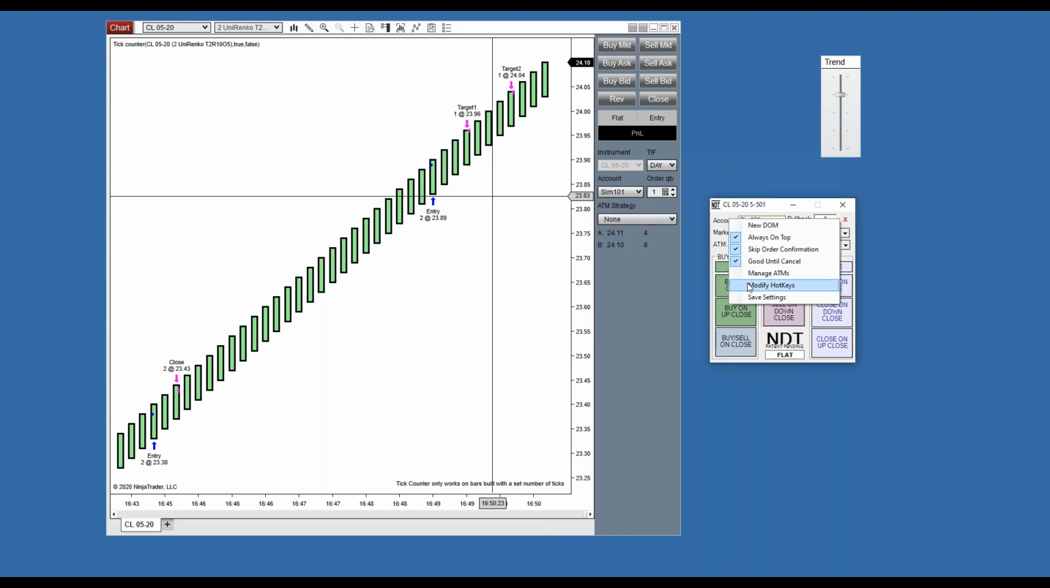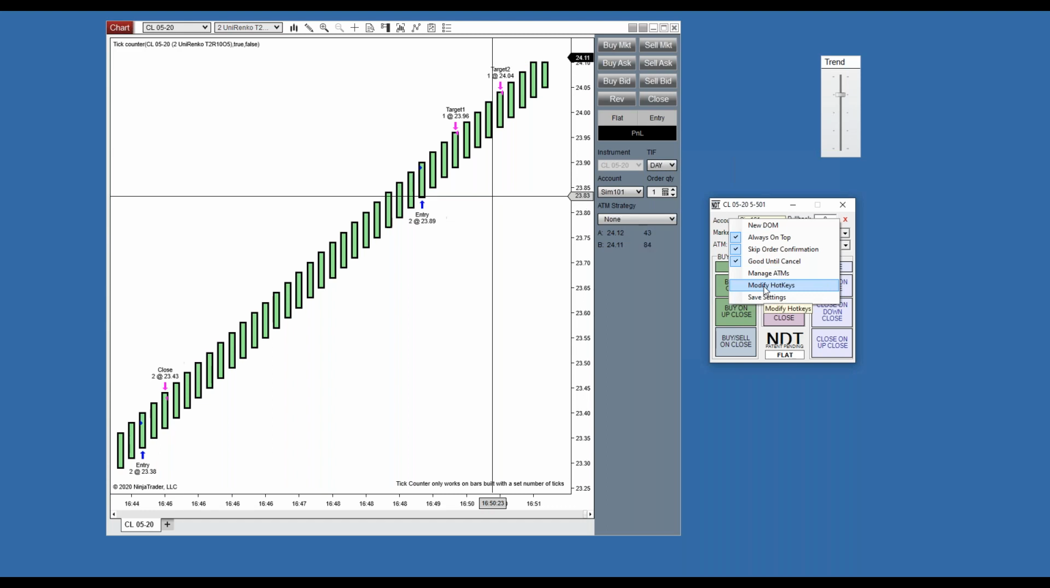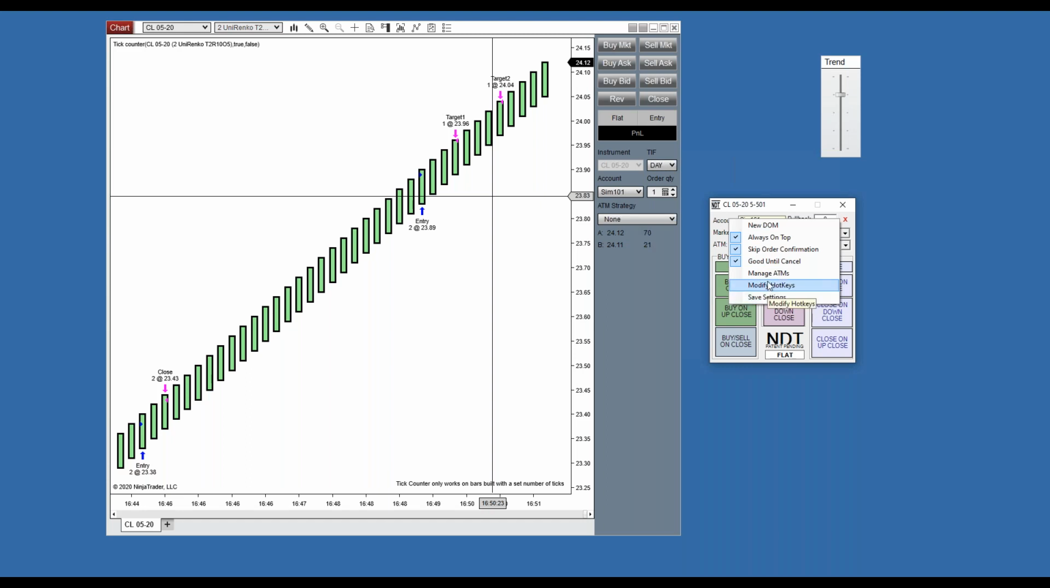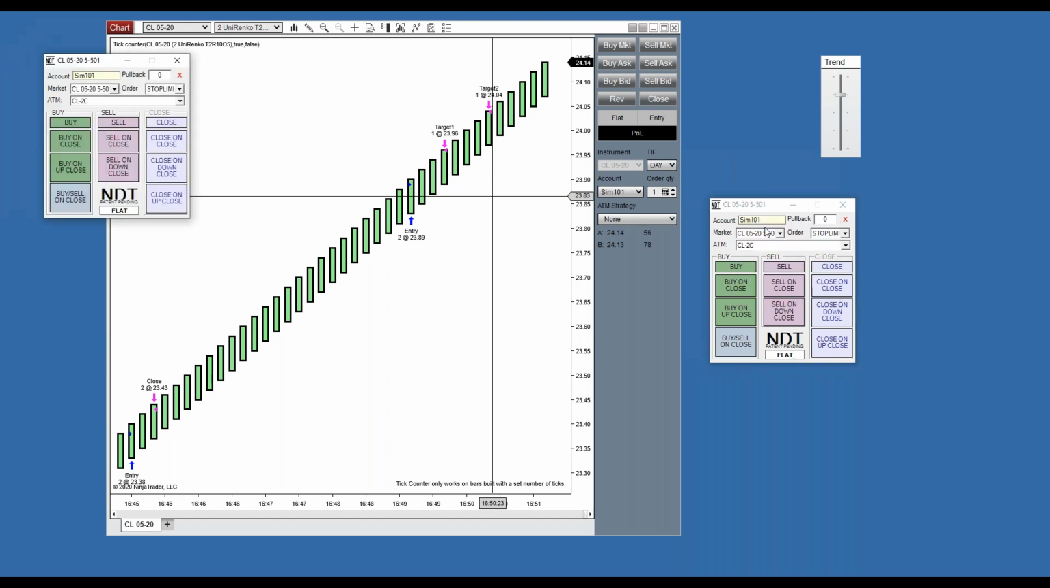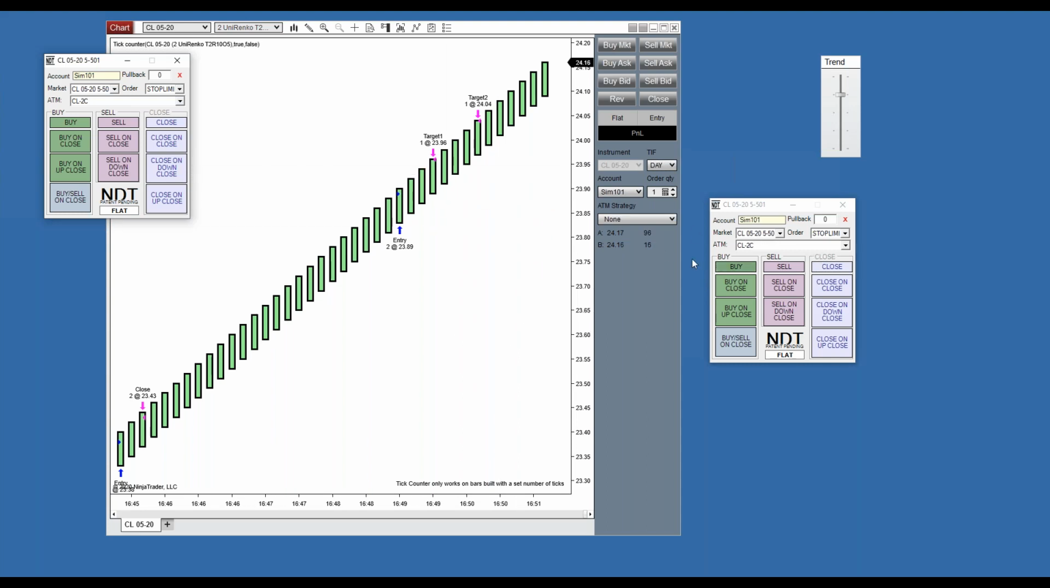Now, in the manual, it will tell you what the hotkeys are. I don't use them. I just use the buttons. But there's a whole set of hotkeys where you don't even have to click on the NDT. You can modify the hotkeys. If you want to buy at an up close, you can hit Control plus whatever you like. And again, if you want a new DOM, you can always click that and get more. I mean, you can trade with an unlimited number. Makes absolutely no difference whatsoever.